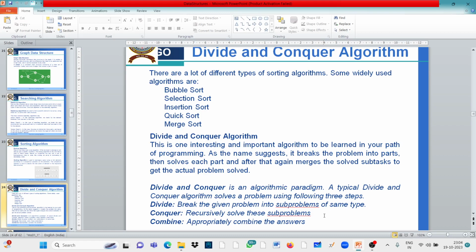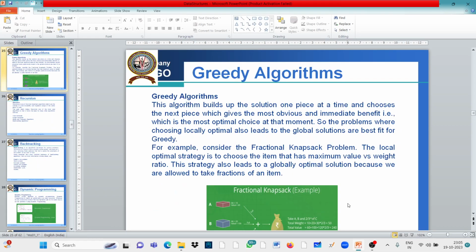So divide and conquer is an algorithm paradigm. A typical divide and conquer algorithm solves a problem using following 3 steps. First is the divide, then you conquer, then you combine. What is divide? Break the given problem into sub problems of same type. Then conquer means recursively solve this problem or sub problem. Combine means appropriately combine. So these are the 3 things we use in a divide and conquer algorithm, right?